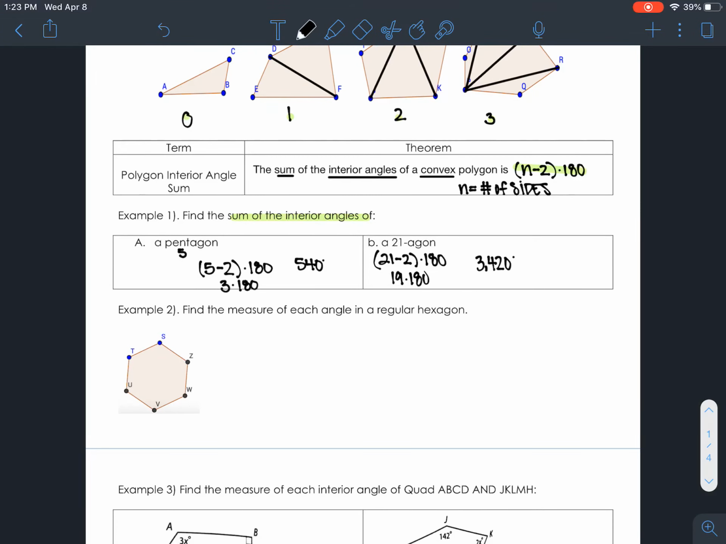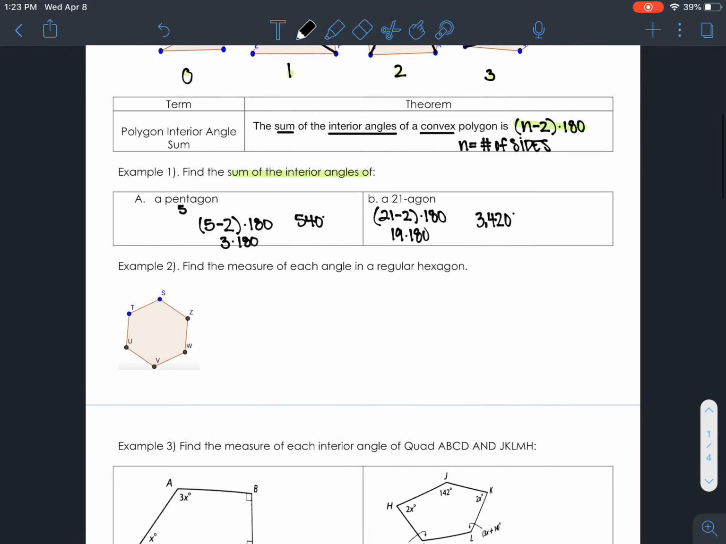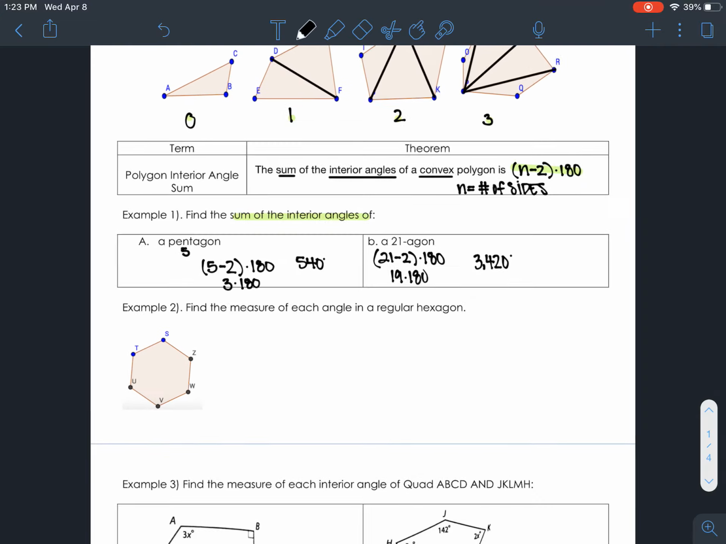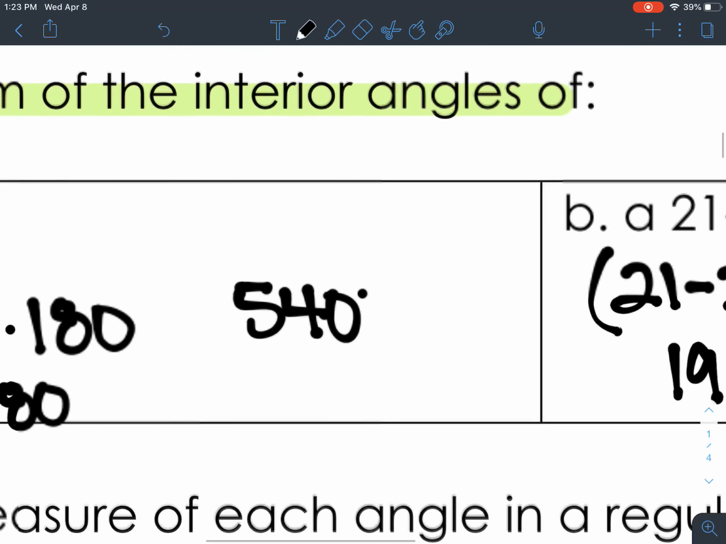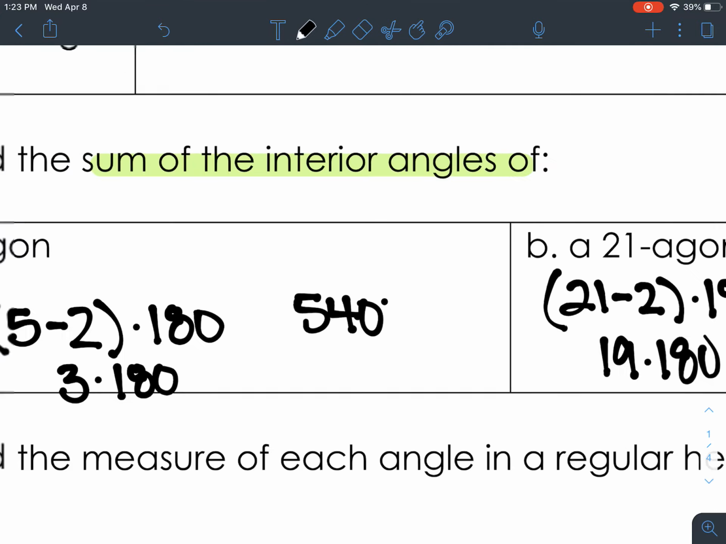Okay, so starting with example 2, it says find the measure of each angle in a regular hexagon. Let's compare that to example 1 real quick. What these numbers in example 1 are just saying is, what do all the angles have to add up to? We don't know what each individual angle within that pentagon has to equal. We just know that all 5 of them have to add up to 540 degrees.